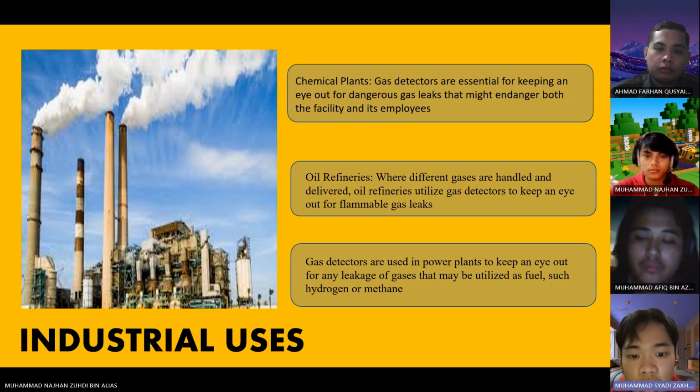And the last one is power plants. Gas detectors are used in power plants to keep an eye out for any leakage of gases that may be utilized as fuel, such as hydrogen or methane.